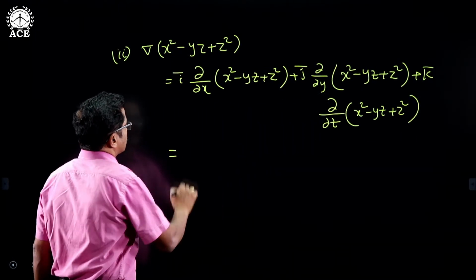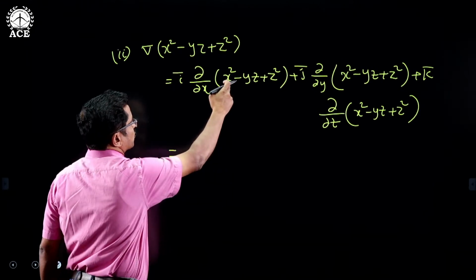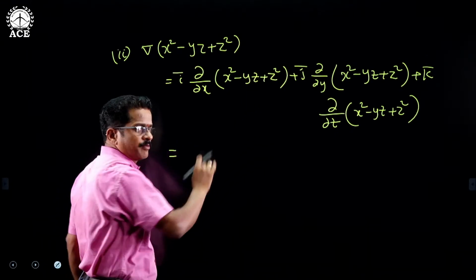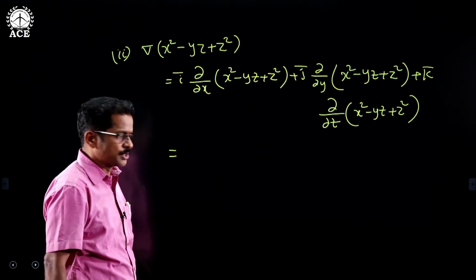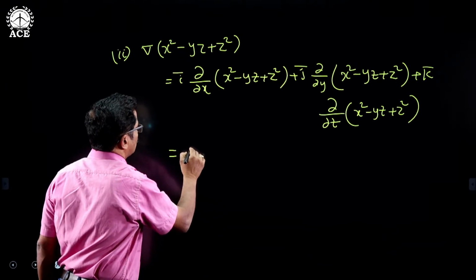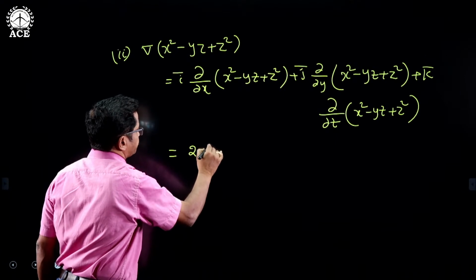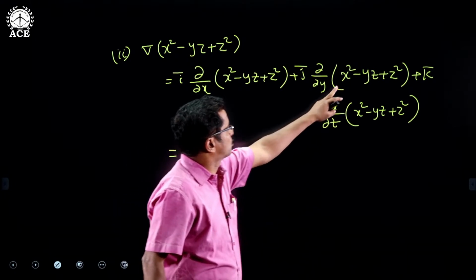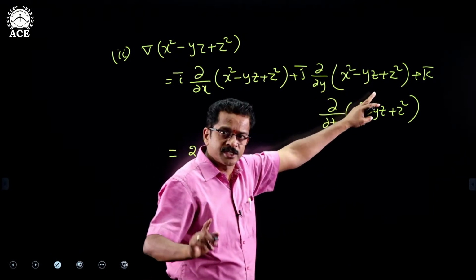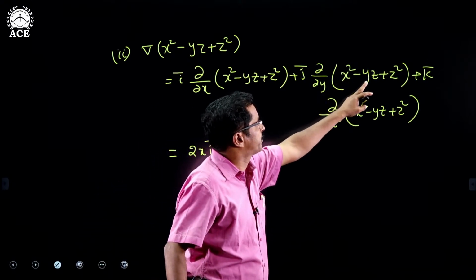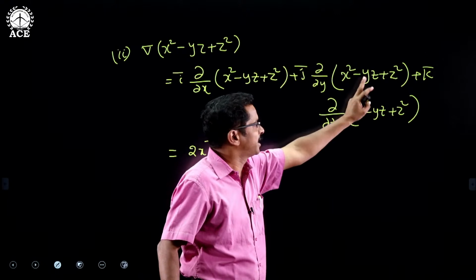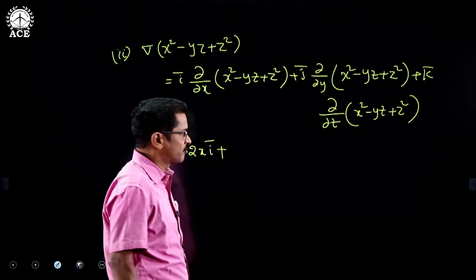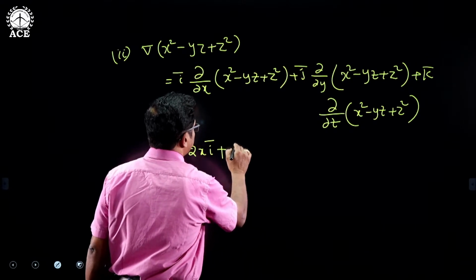Now dou by dou x of x square differentiation is 2x, and the rest of the two terms are 0, as these two terms are independent of x, so whose differentiation is 0. So dou by dou x of x square is 2x into i bar, 2x i bar. Plus, dou by dou y of x square is 0 and yz differentiation is minus z, as y and z are under multiplication, whose differentiation will be minus z j bar.